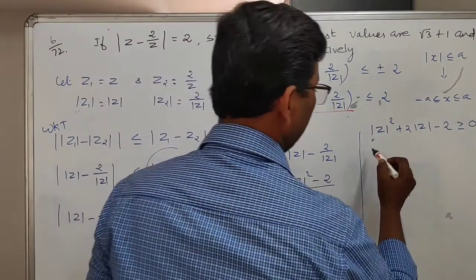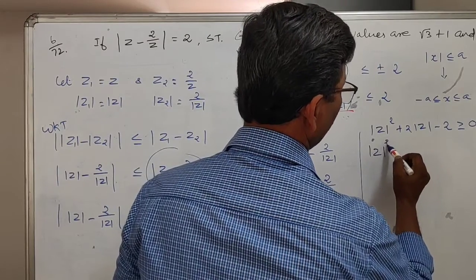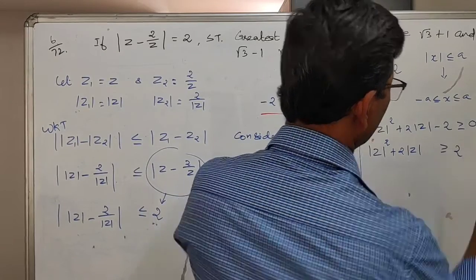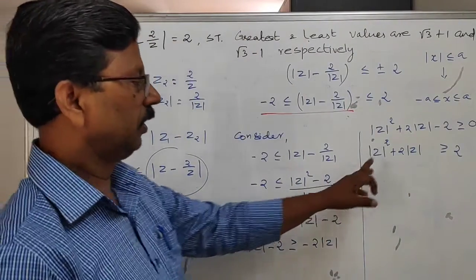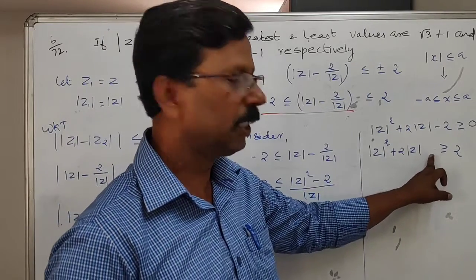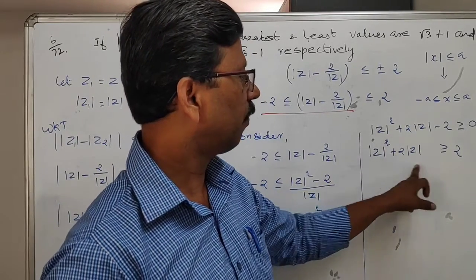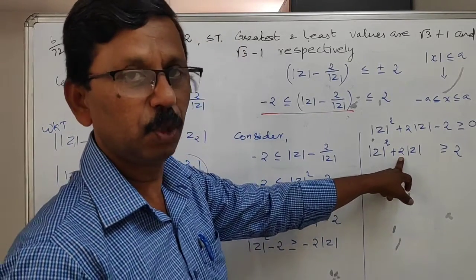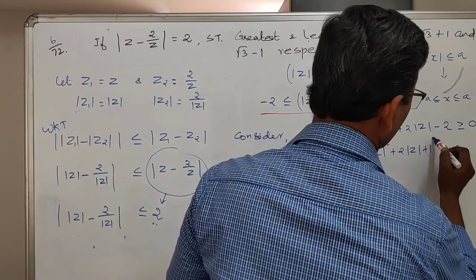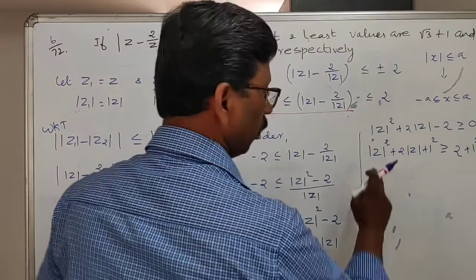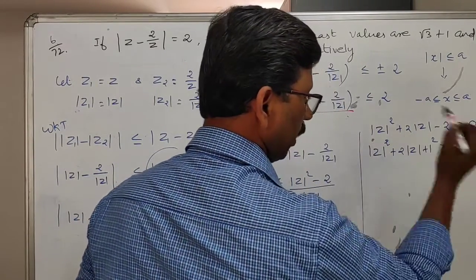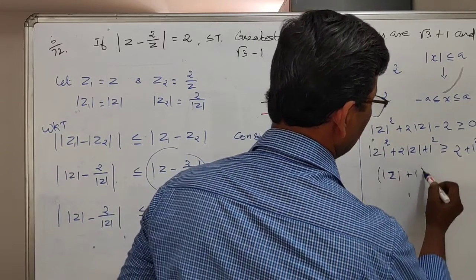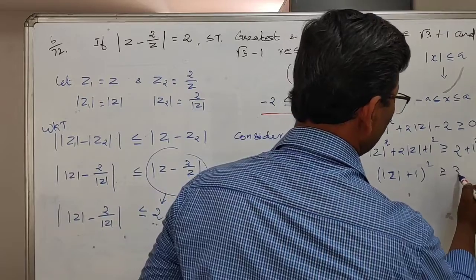Okay, now here this can be |z|² + 2|z| ≥ 2. This minus 2 we can take to the right hand side. Now this is a² + 2ab + b², where b² is missing. b is nothing but half of the coefficient of |z|. What is the coefficient of |z|? 2. What is half of 2? 1. Therefore you can add 1² on both sides. Now this is of the form (a + b)². Therefore you can write (|z| + 1)² ≥ 3.